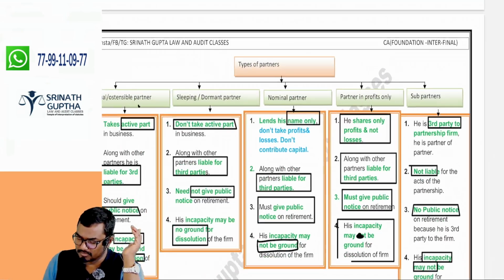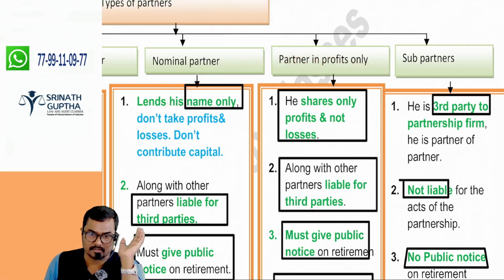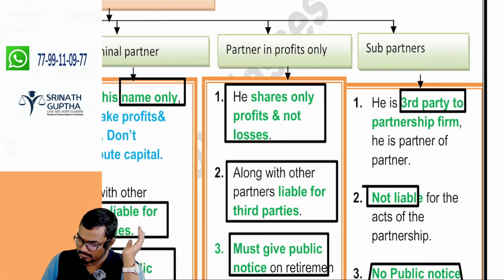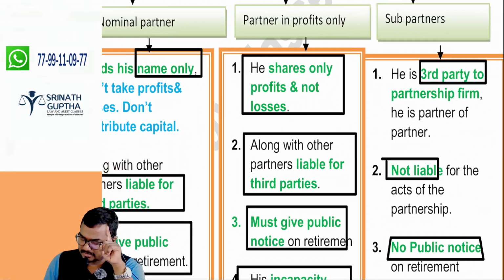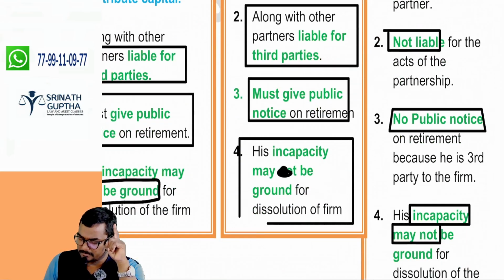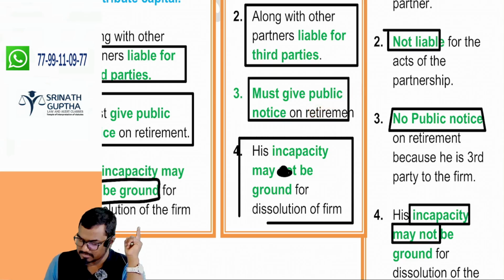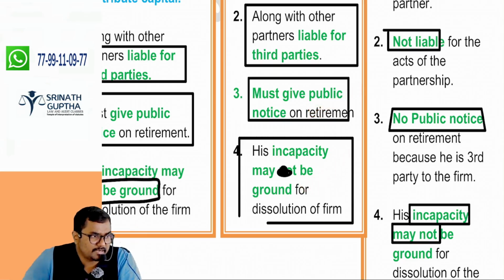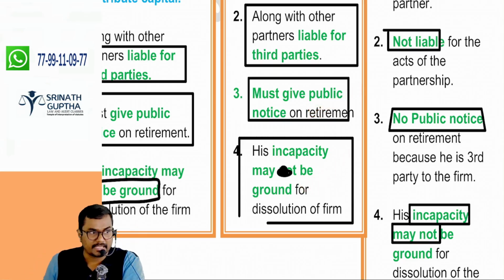Partner in profits only. He is nothing but an active partner except for losses. So he takes only profits but not the losses. He is liable to third parties. He must give public notice, and his incapacity may not be a reason for dissolution of the firm. The firm will not be affected.